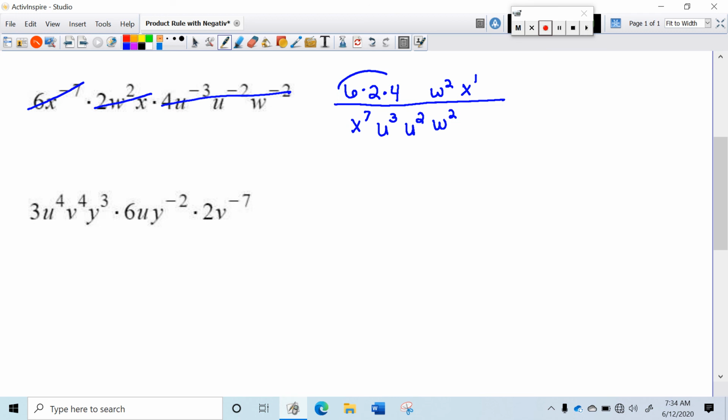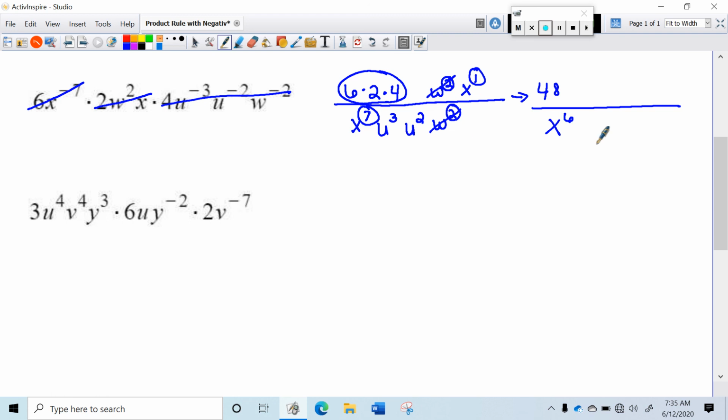Okay, let's figure out the numerical portion and then we'll do the variables. 6 times 2 is 12. 12 times 4 is 48. For the w's, if the exponent is the same, they cancel each other out because 2 take away 2 is 0. So I'm going to have 0 w's in my answer. For my x, the biggest exponent's on the bottom, so my x will be on the bottom. 7 take away 1 is 6.